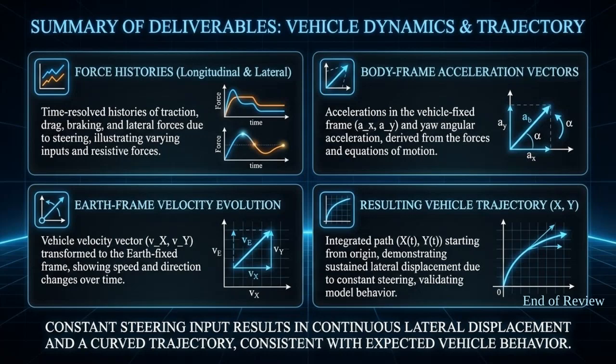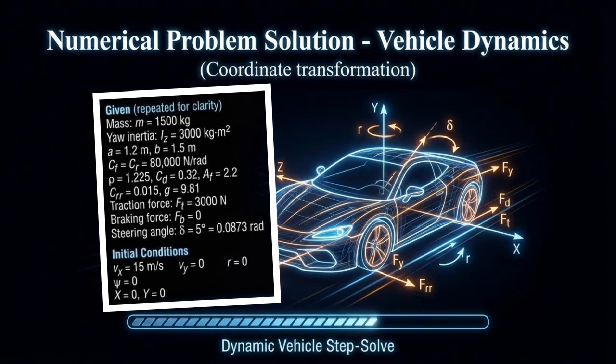A constant steering angle creates a sustained lateral force, which produces a curved path and steady sideways displacement, exactly matching expected real-world vehicle behavior. This confirms that the model is physically consistent and correctly captures the link between forces, motion, and trajectory. Let us define all vehicle and environment parameters used in the analysis. These values anchor every calculation that follows.